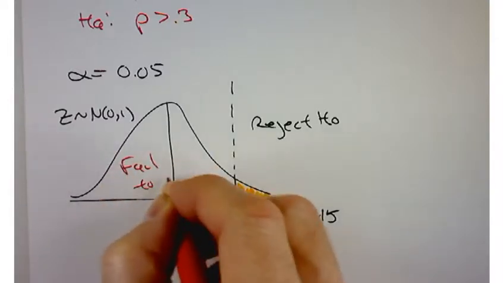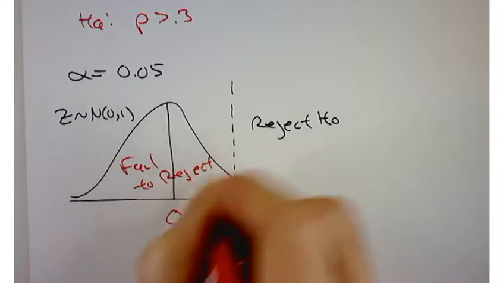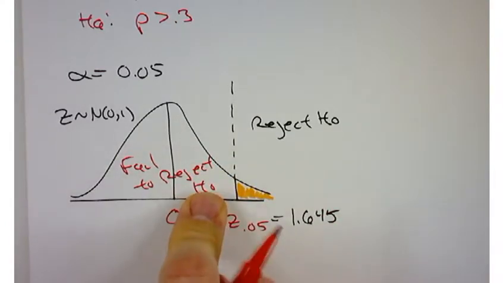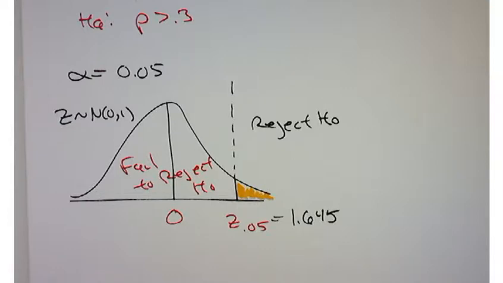Fail to reject H0. Now notice we're not saying that we proved that it was true. We're just saying, well, we didn't find enough evidence to convict. That's what we're saying there.